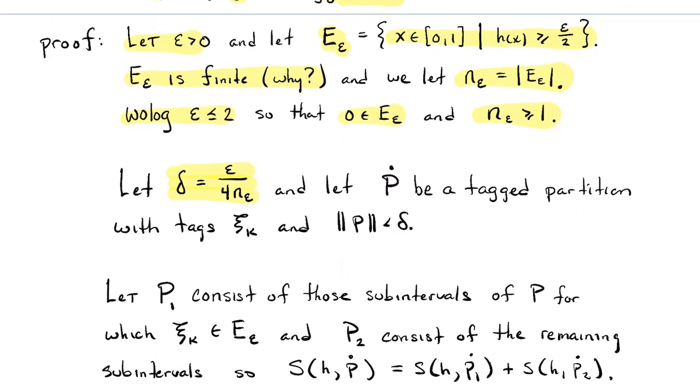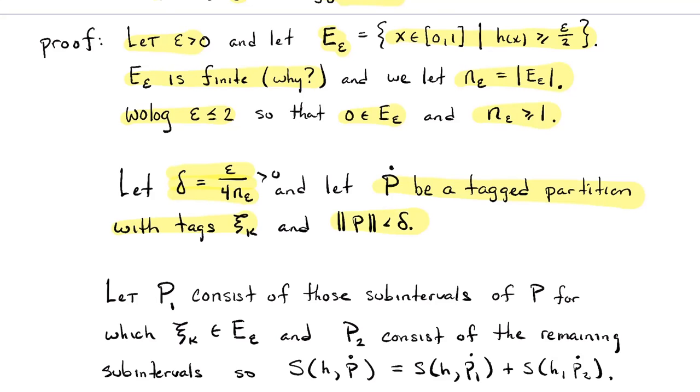And then take a tagged partition of the interval 0 to 1, and call the tags c sub k, and suppose that the norm of this partition is less than delta. Okay, got a positive number delta here. I can always choose a tagged partition. I don't care how you pick the tags, just pick them in the subintervals, make the norm less than delta.